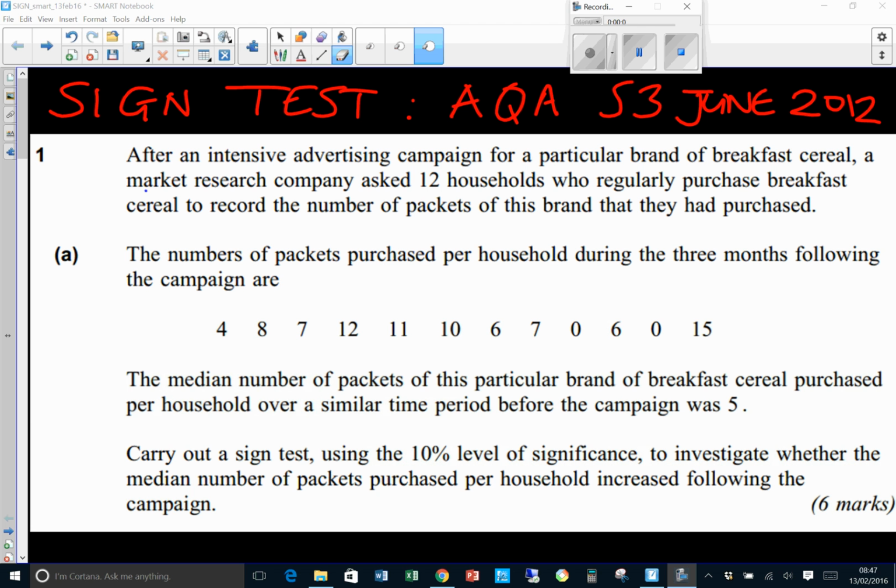S3 June 2012 paper and question 1. So let's work our way through the question first and pick out the key information.